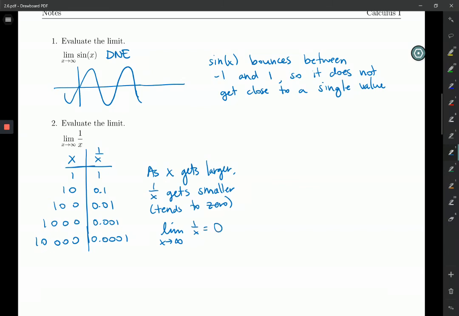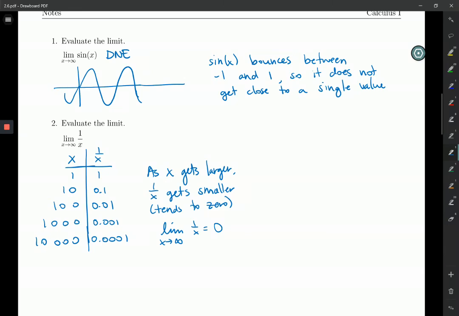I should mention that while it is very helpful to create these tables and get an idea of what the function is doing by taking some test points, you can't always rely on this, especially if you have a very strange function, which, you know, we can definitely come up with examples of functions that behave very strangely.